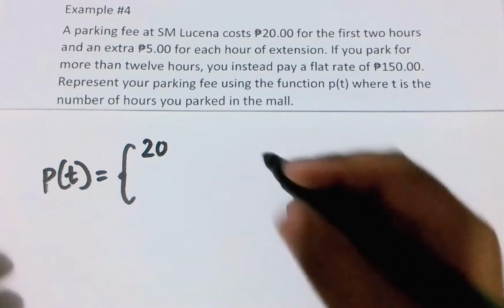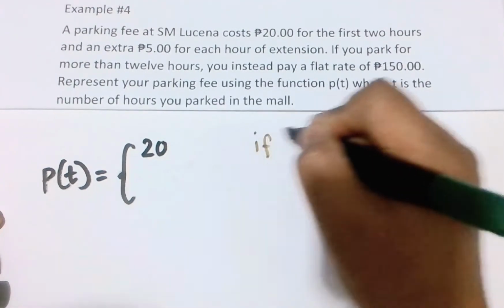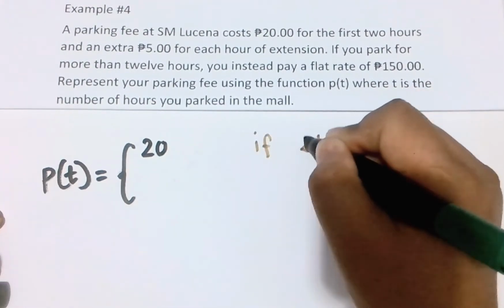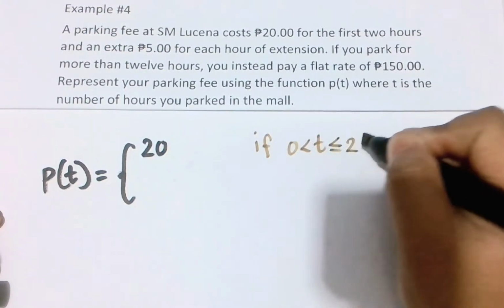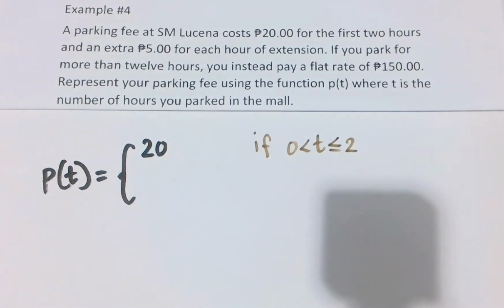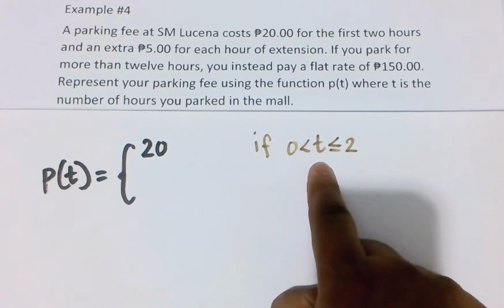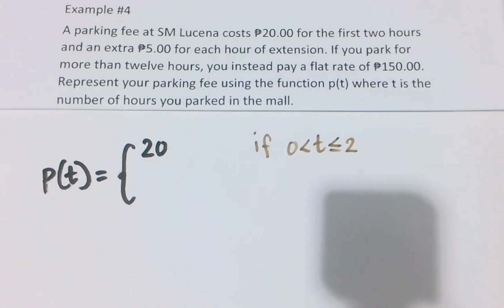If T is greater than 0 and less than or equal to 2. Okay? So, that's the condition. T is the number of hours na pinark yung sasakyan sa SM. Okay? Now, the second condition is there will be additional 5 pesos for each hour of extension.